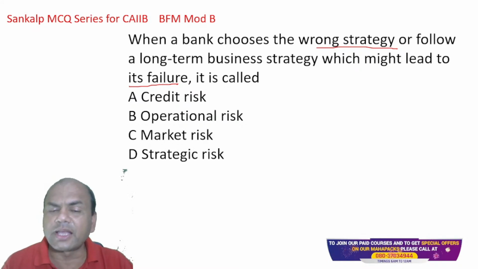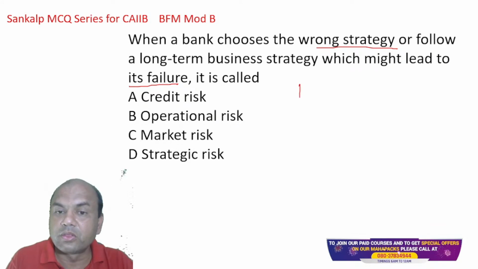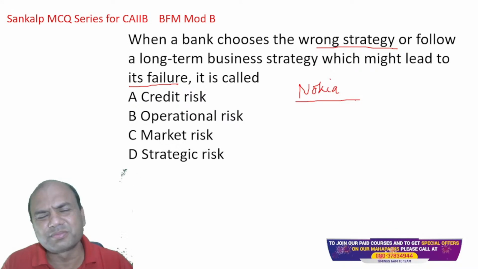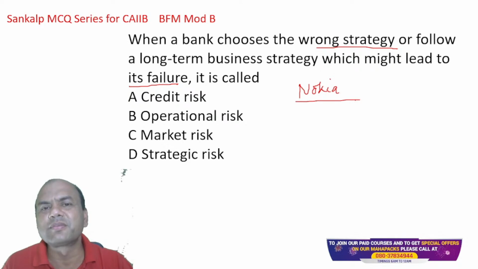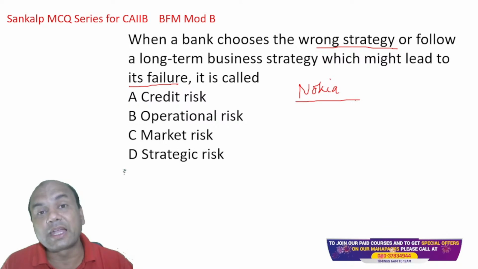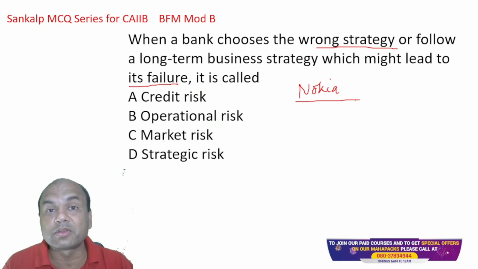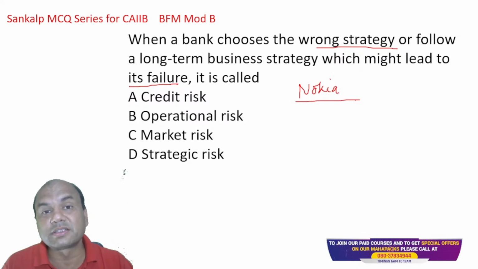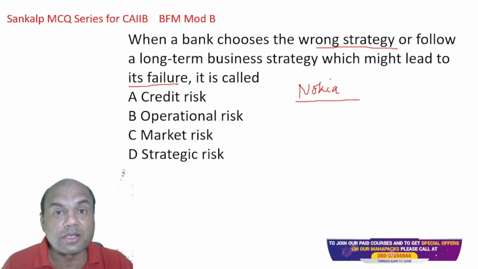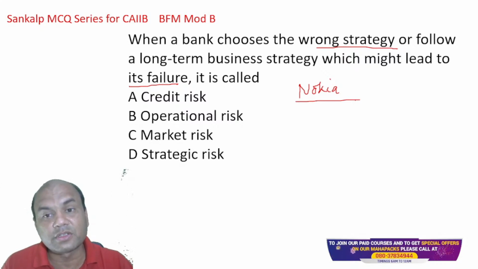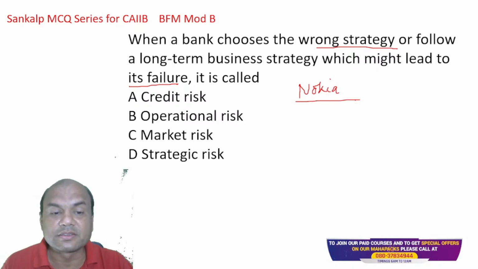Long-term strategy. Okay, I'll give you an example. Nokia. You all might have seen those Nokia phones some 15 years back, isn't it? 2008. Nokia was the market leader in mobile phones. At that time, it was thought that Nokia will never die, as during the British time it was thought the sun never sets on the British Empire. Similarly, it was thought that Nokia will never die. But what happened to Nokia? Gone. Nokia is gone. Why? Wrong strategy. Strategic risk.